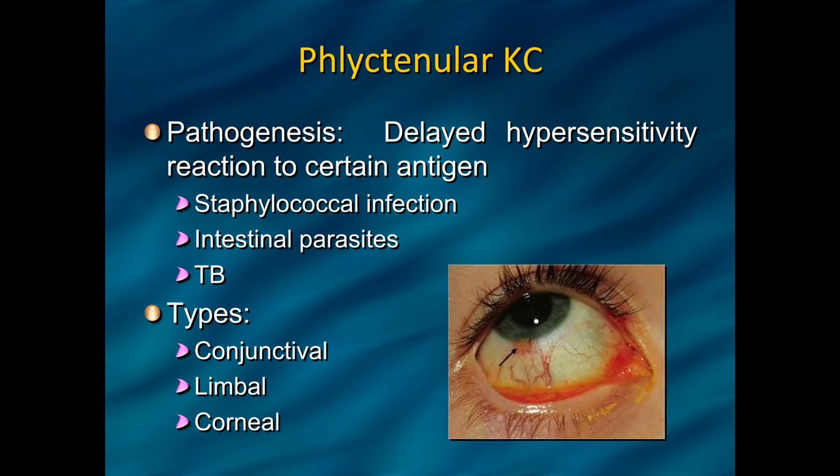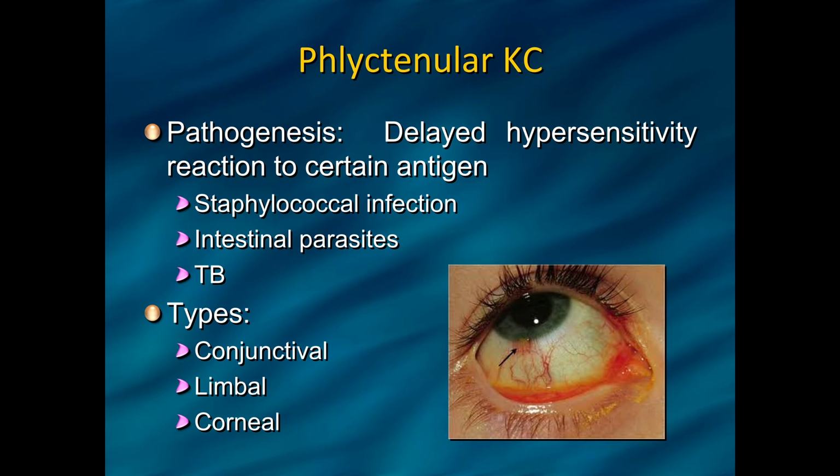Now we will move to the third condition, which is phlyctenular keratoconjunctivitis. Phlyctenular keratoconjunctivitis is nothing but a delayed hypersensitivity reaction to a certain antigen. In the past, TB was the most common cause, but nowadays staphylococcal antigens are the most commonly seen. Also, sometimes we see this condition in kids with intestinal parasites like Ascaris and Ankylostoma.